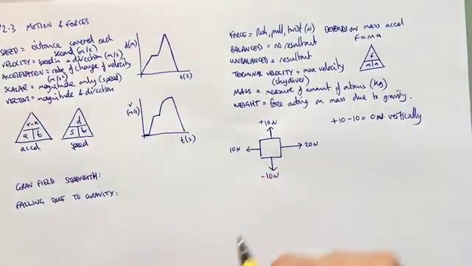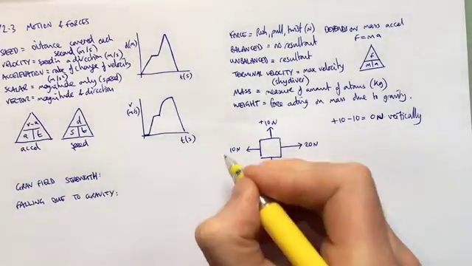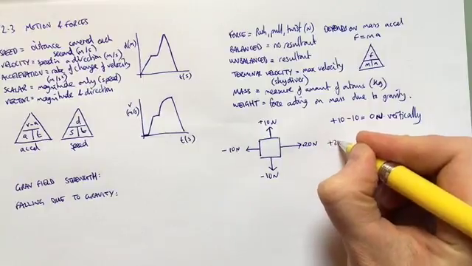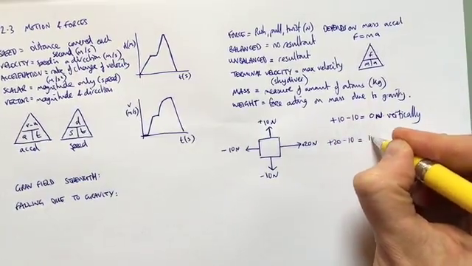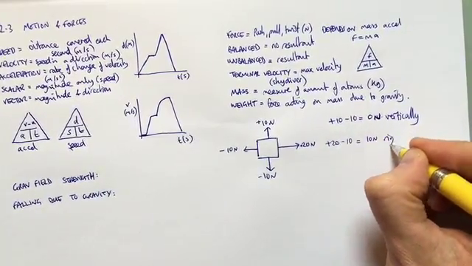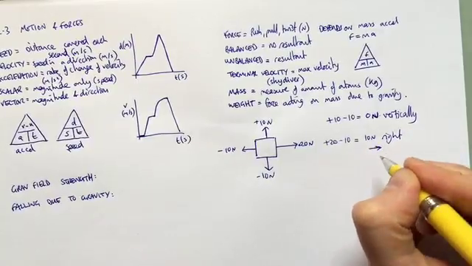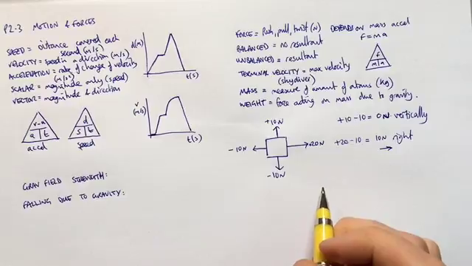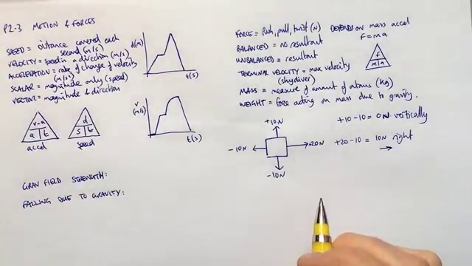And then we'll look at the horizontal components. If we call that minus 10 and that plus 20, we've got plus 20 minus 10, which equals 10 newtons to the right. So we've got a resultant force of 10 newtons acting to the right. So this object will accelerate to the right.